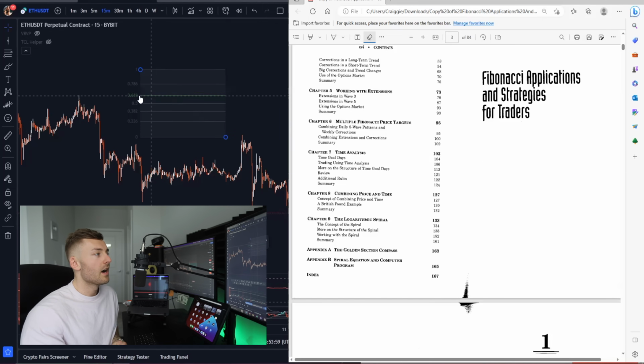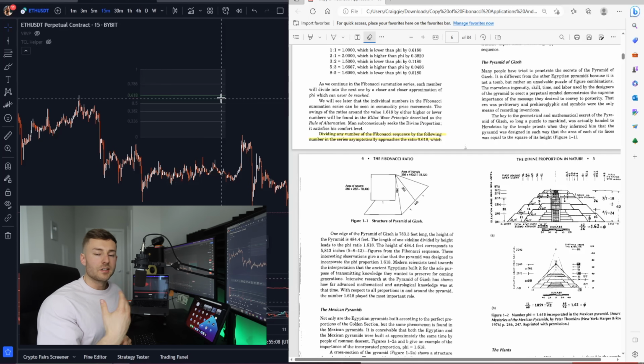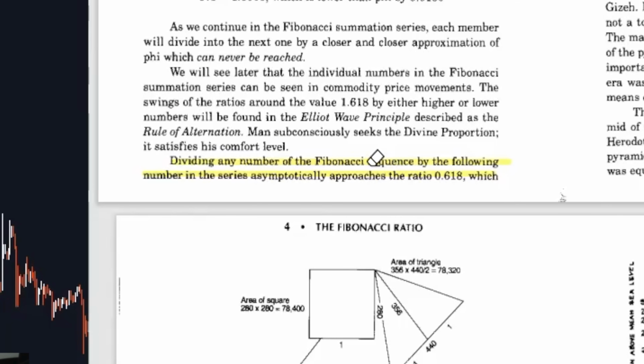So this is exactly why when we're looking at our indicator over here, we're going to have our 0 level, our 23.6, 38.2, 0.5, 61.8, and 78.6, and then we have our 1s. These are going to be our critical levels. But the reason why the 61.8 level is considered the golden ratio in Fibonacci is because if you divide any of the Fibonacci sequence with the following number, it's going to approach the ratio of 0.618.